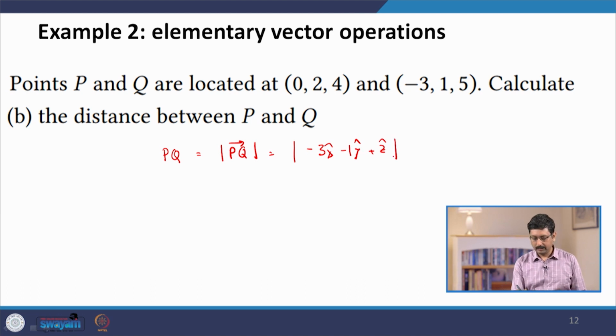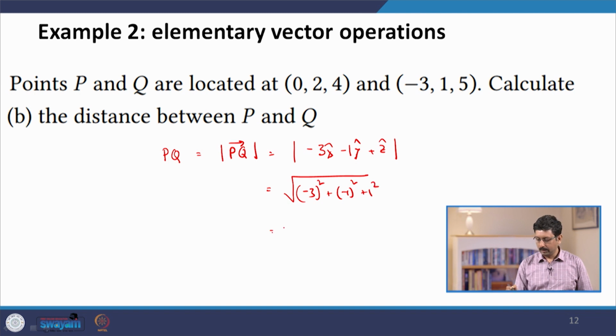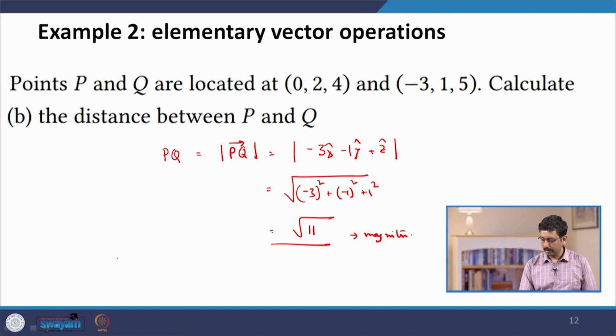The magnitude of this vector is given by the square root of (minus 3) squared plus (minus 1) squared plus 1 squared, which is 9 plus 1 plus 1, the square root of 11. So, this is the distance, the magnitude, the scalar distance between P and Q.